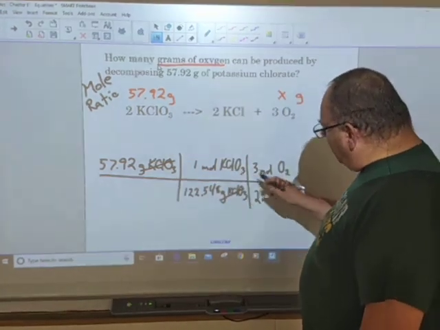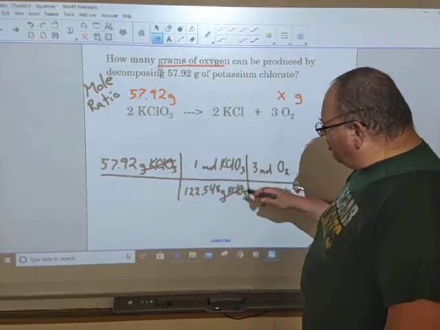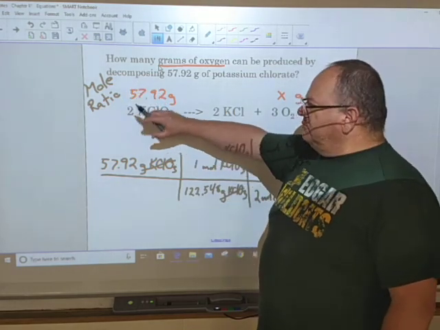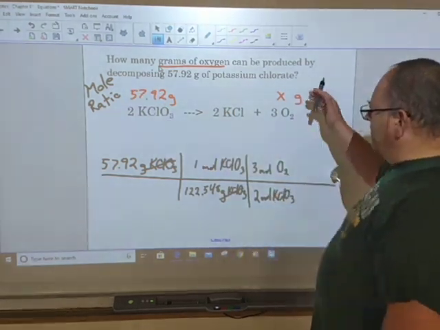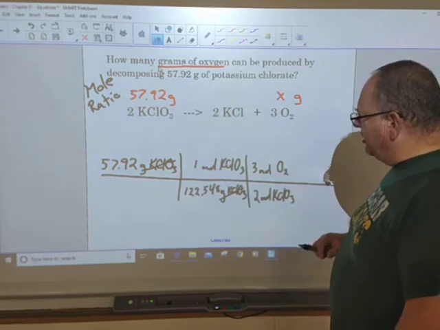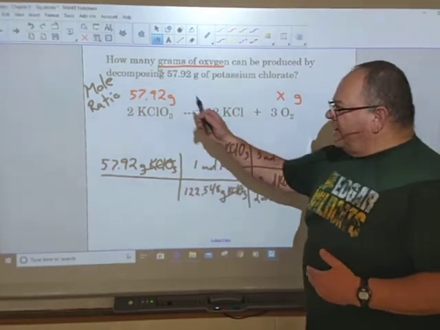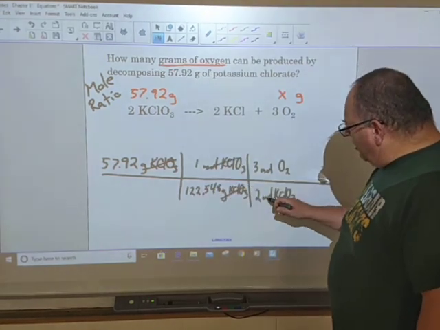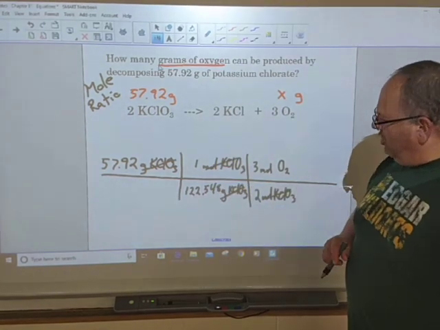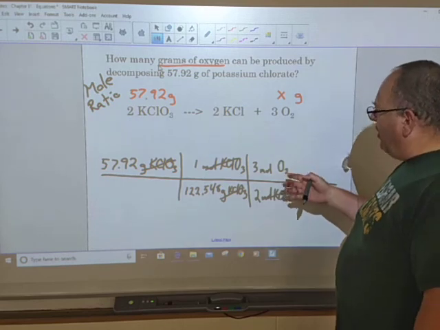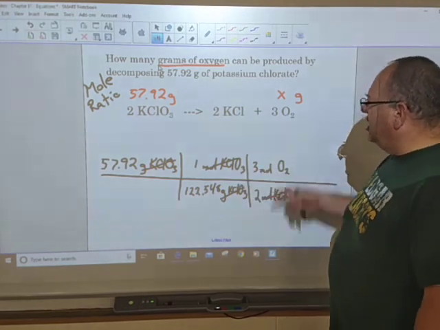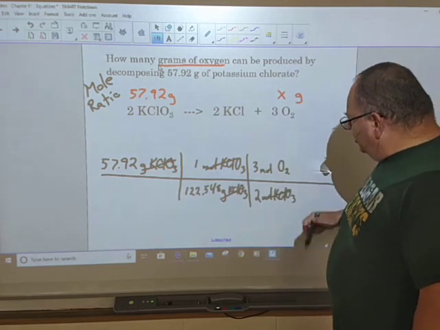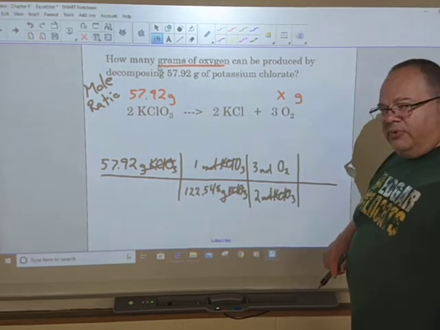Whatever label, whatever substance, I want that substance to cross off. I want to be canceling anything that's related to my original substance and replace it with something that's related to my other substance. And the relationship I had was 2 of these produces 3 of these. I can cross off moles. Right now, I'm in moles of oxygen. So I have a quantity of oxygen if I do this calculation, except the problem asks me to get a mass of oxygen. So I gotta do one more step.